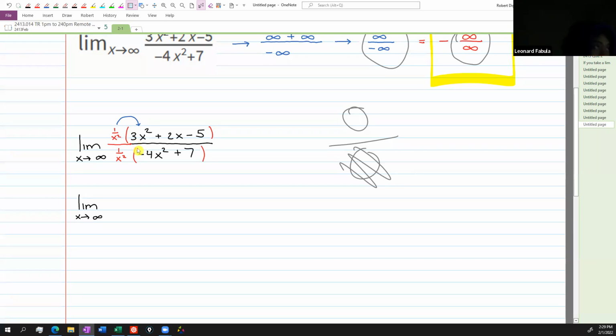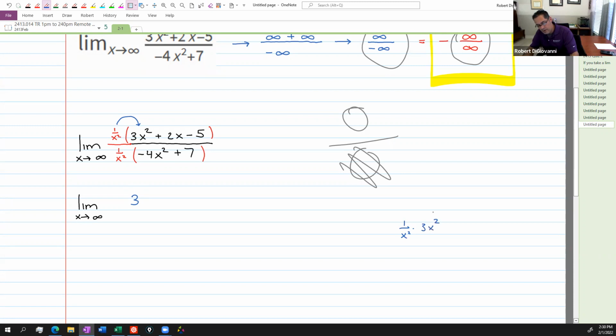Just the numerator without the x squared. And then for the denominator, you just get 3 there, right? I'll do that one over here. We're doing 1/x² times 3x². So basically you get 3x² over x², the x squared's cancel, you just get 3.